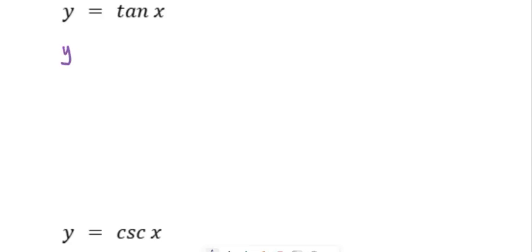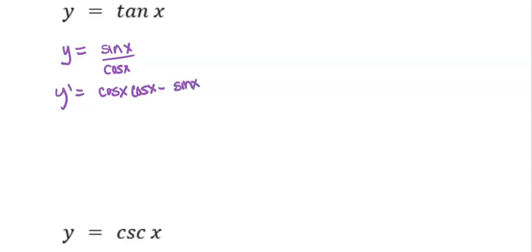I don't know what this is, but I do know that tan x is actually just sine x over cos x. And I can take the derivative of this. The derivative of sine x is cos x, and keep the bottom. Subtract the derivative, or keep the top, sine x, and the derivative of cos x is negative sine x, all divided by cos x squared.